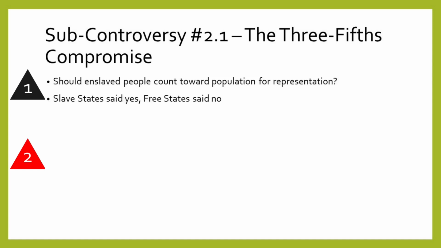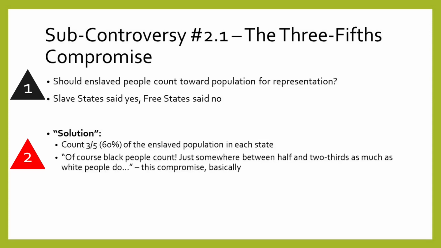Slave states wanted to count them towards a state's population, but free states wanted to only count free people. The eventual compromise was to calculate population based on the number of free people plus 3/5 of the number of enslaved people. Now, one of the most obvious consequences of this was that it codified into law the idea that enslaved people literally counted for less than other human beings.